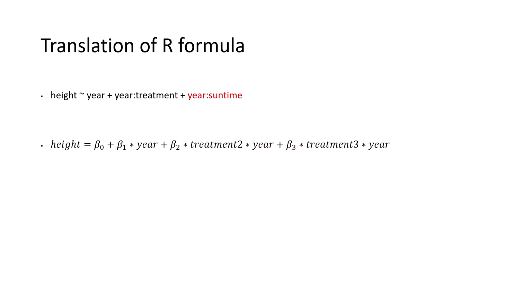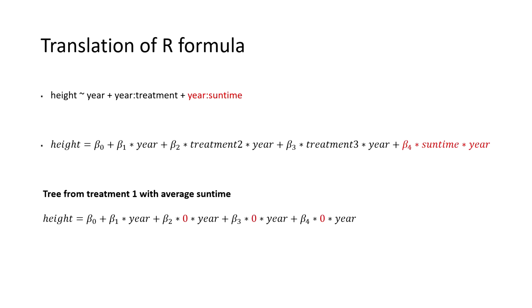Let's now come to the last part in the formula, which specifies an interaction effect between the variables year and suntime. We can represent this interaction effect by including the product between suntime and year in the model. Let's see how this interaction term can be interpreted.